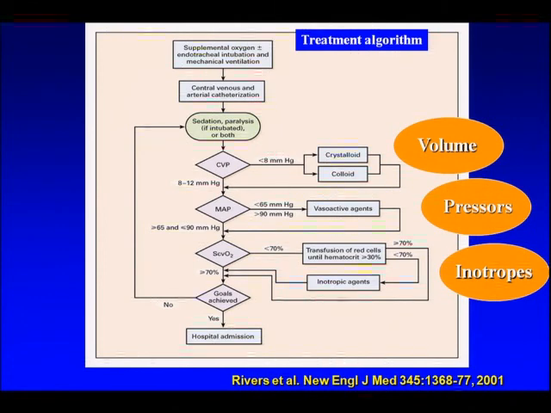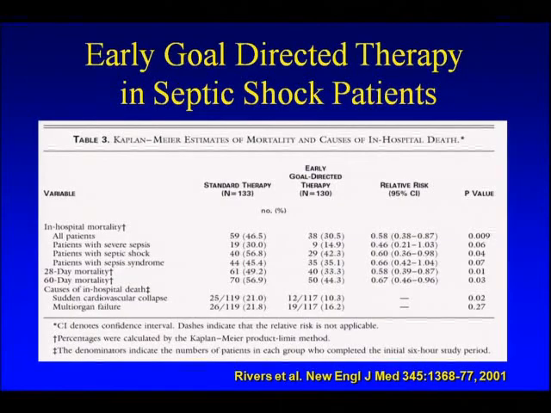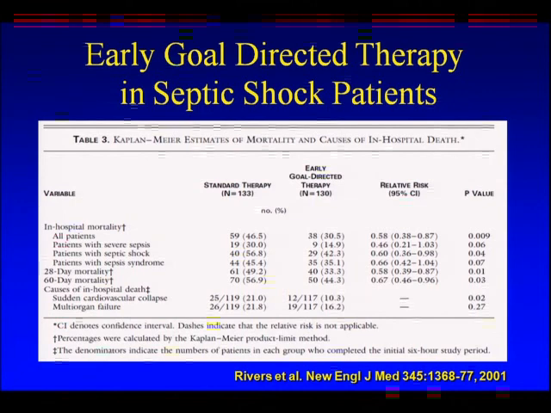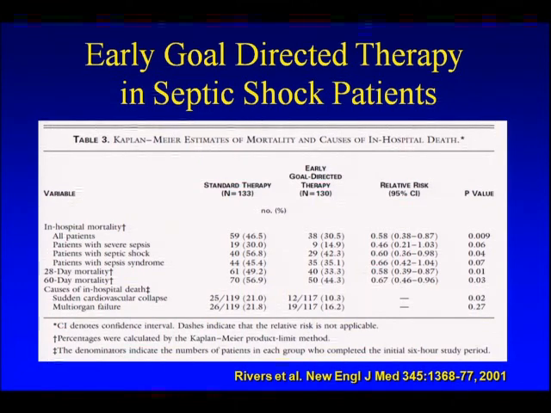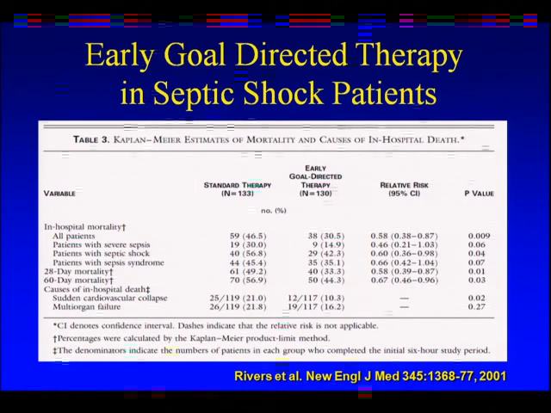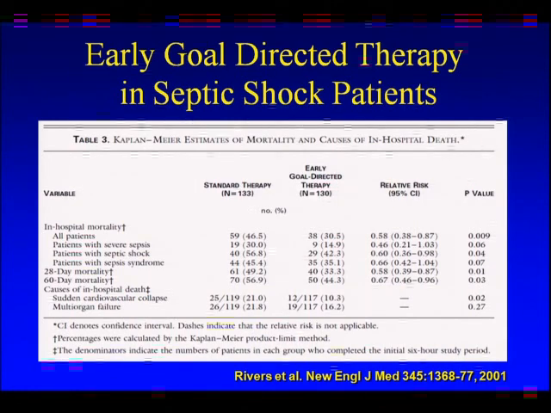Using that algorithm, he was able to show that patients who were fluid optimized, as well as given inotropes and pressors, had an improvement in outcome, particularly in the mortality of these patients. As you can see here, at 28 days mortality as well as 60 days mortality, there was an impressive, about 15%, lowering of mortality in the group that received this early goal-directed therapy.